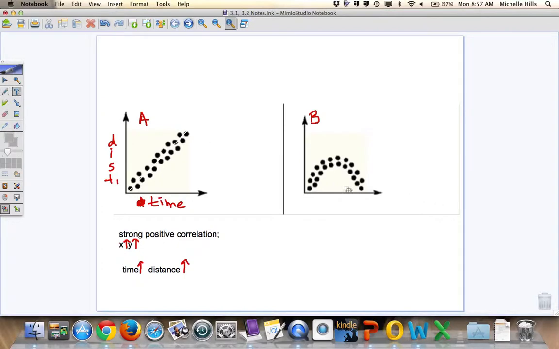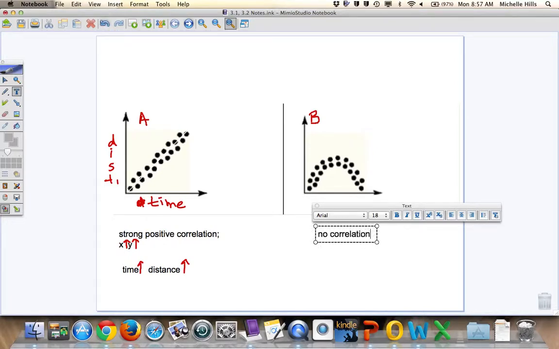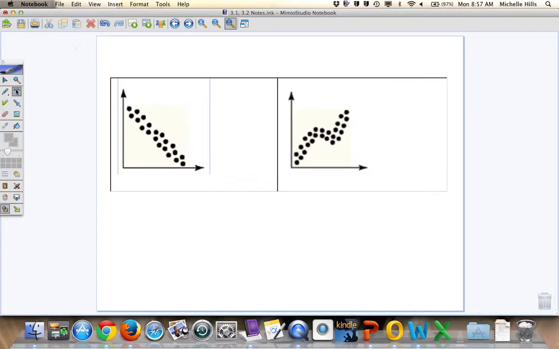Now the second graph, yes, there's a pattern to these points, but it's not a linear pattern at all. So I would say no correlation. Again, I can't say as x does this, y does this, because there's no correlation. I'm going to label this graph C. So you can again turn to the back of your paper and put C and describe what's happening.